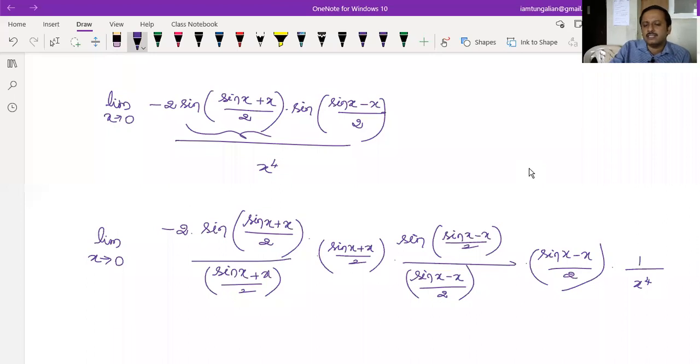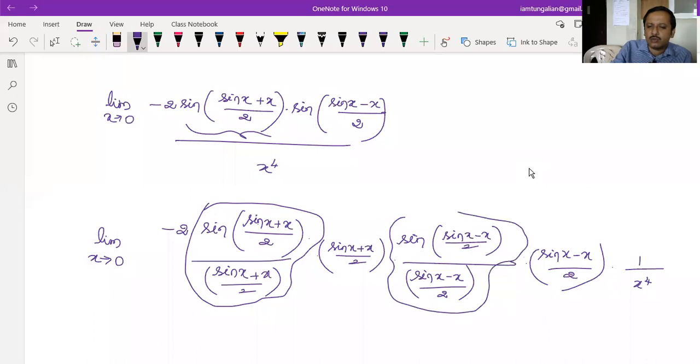Similarly here, sine of (sin x minus x)/2 we have. I have divided by (sin x minus x)/2. Imagine this as theta. Sin theta is there in the denominator, you want theta. So I divided by (sin x minus x)/2 and therefore multiplied by it. Now observe this much. This will be equal to 1. Similarly, this will also be equal to 1.